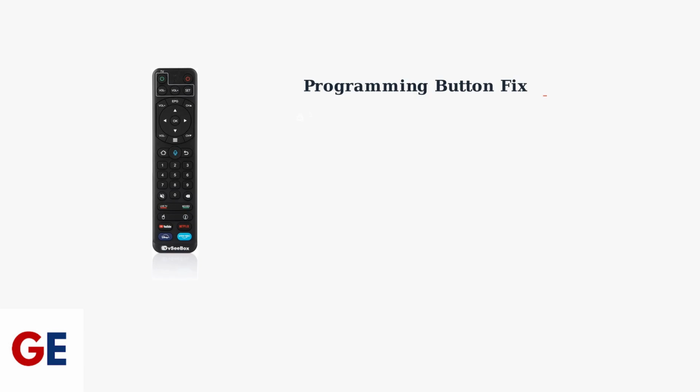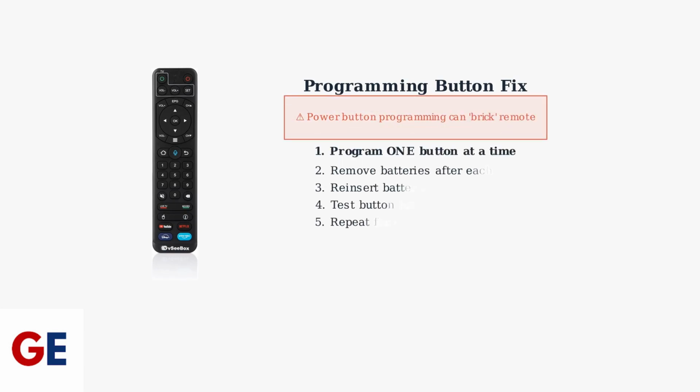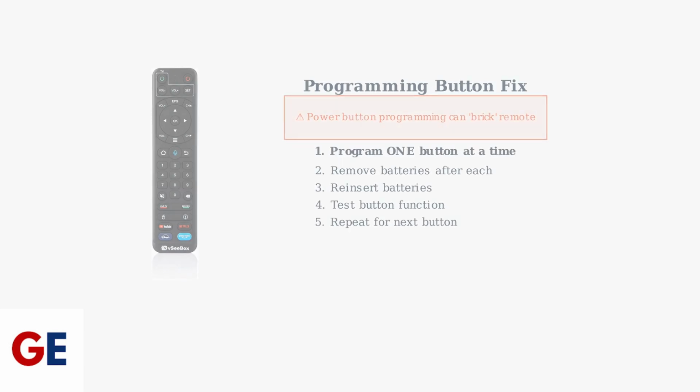If programming the TV power button causes your remote to stop working, try this workaround. Program each button individually, removing the batteries between each programming attempt. This prevents the remote from becoming unresponsive.